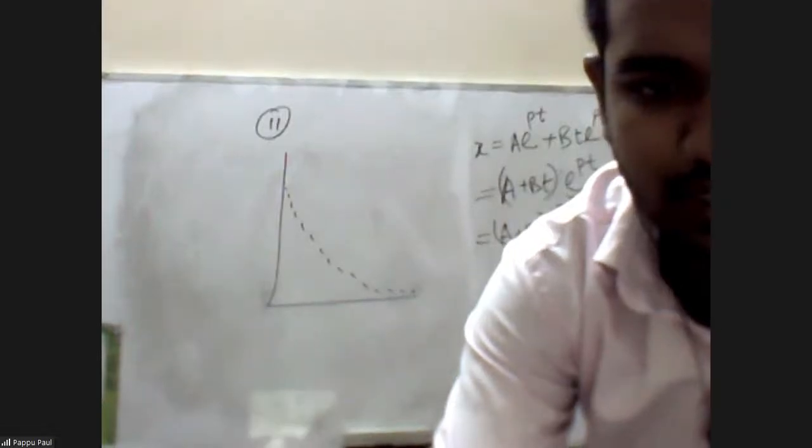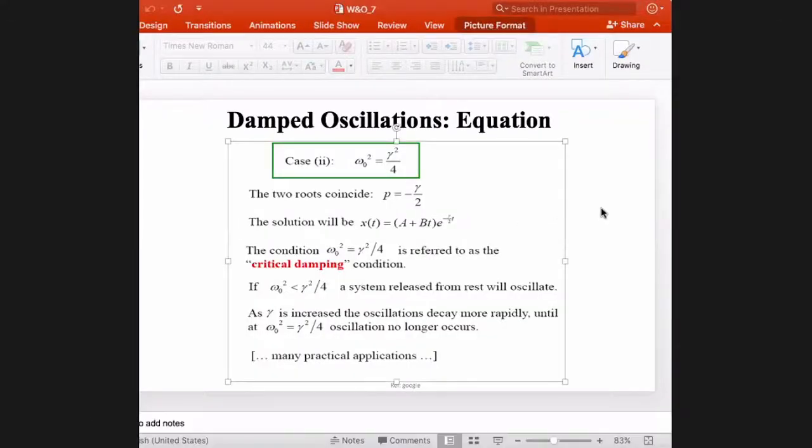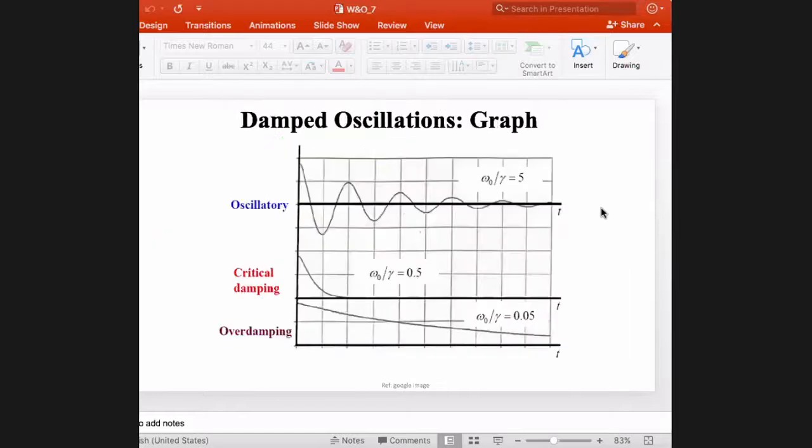So in case of our second condition, our graph will be like this fashion. In the critical condition, we have only the exponential portion. There is no sine and cos term, so there will be no oscillatory part. In the critical condition, there is only the exponential part in our equation, so the graph will be like this.